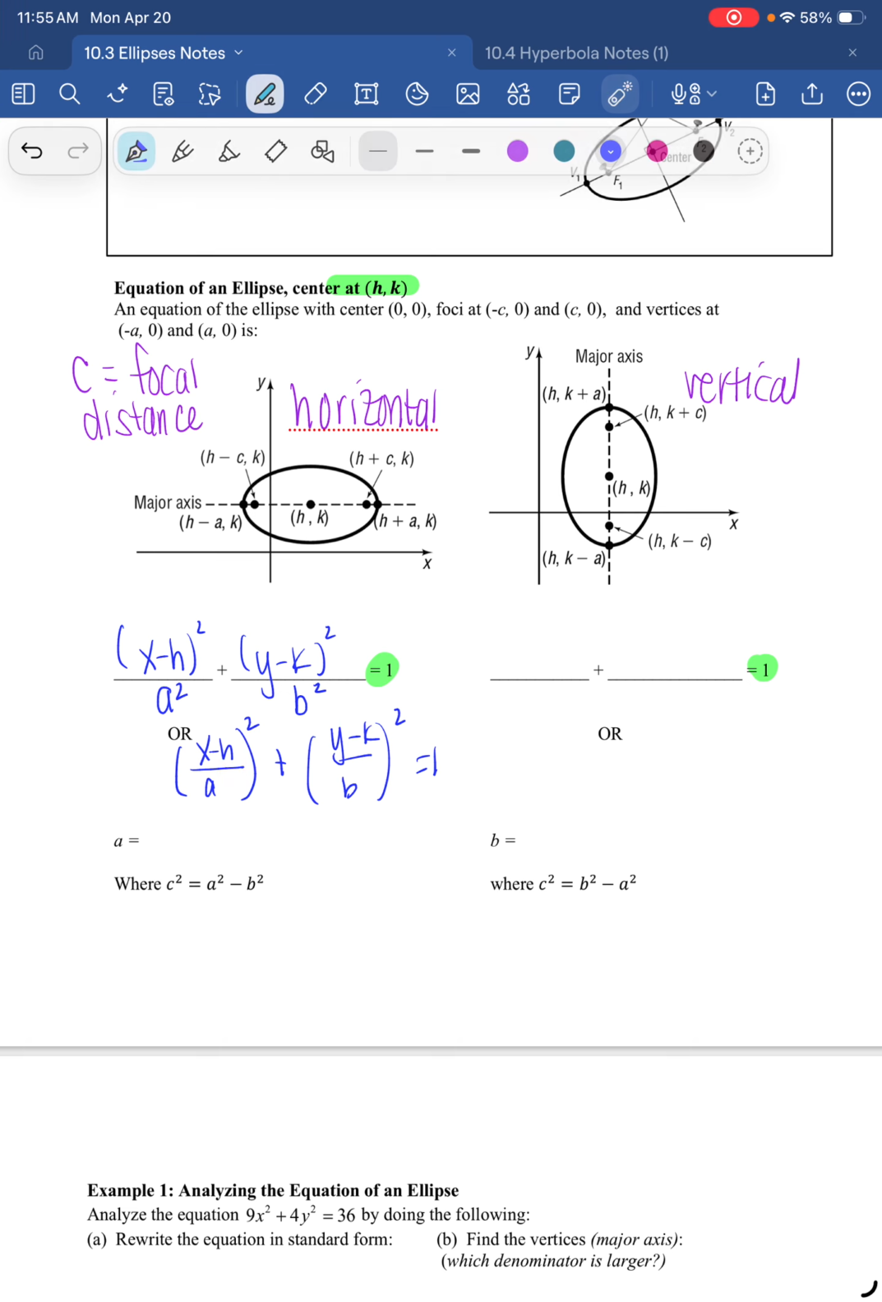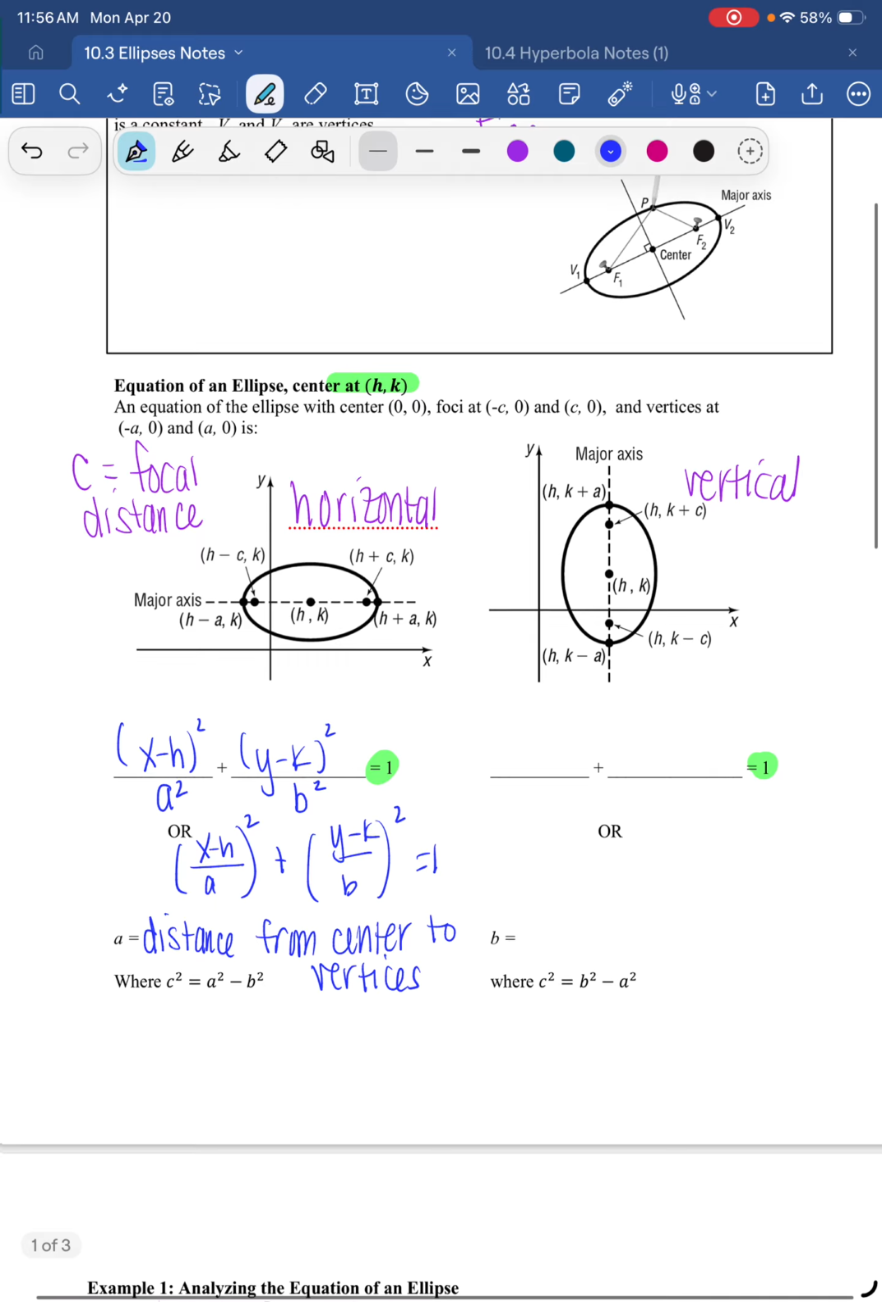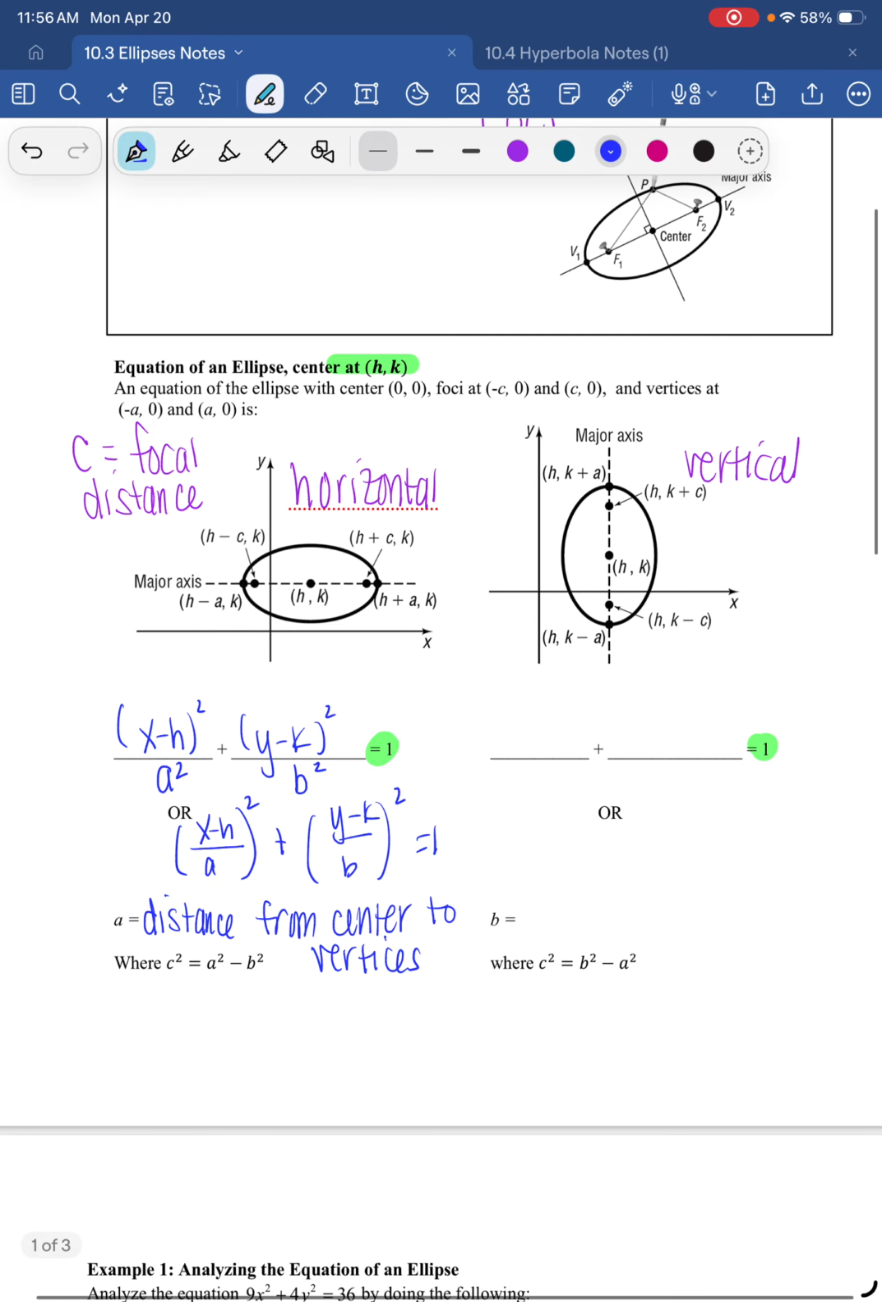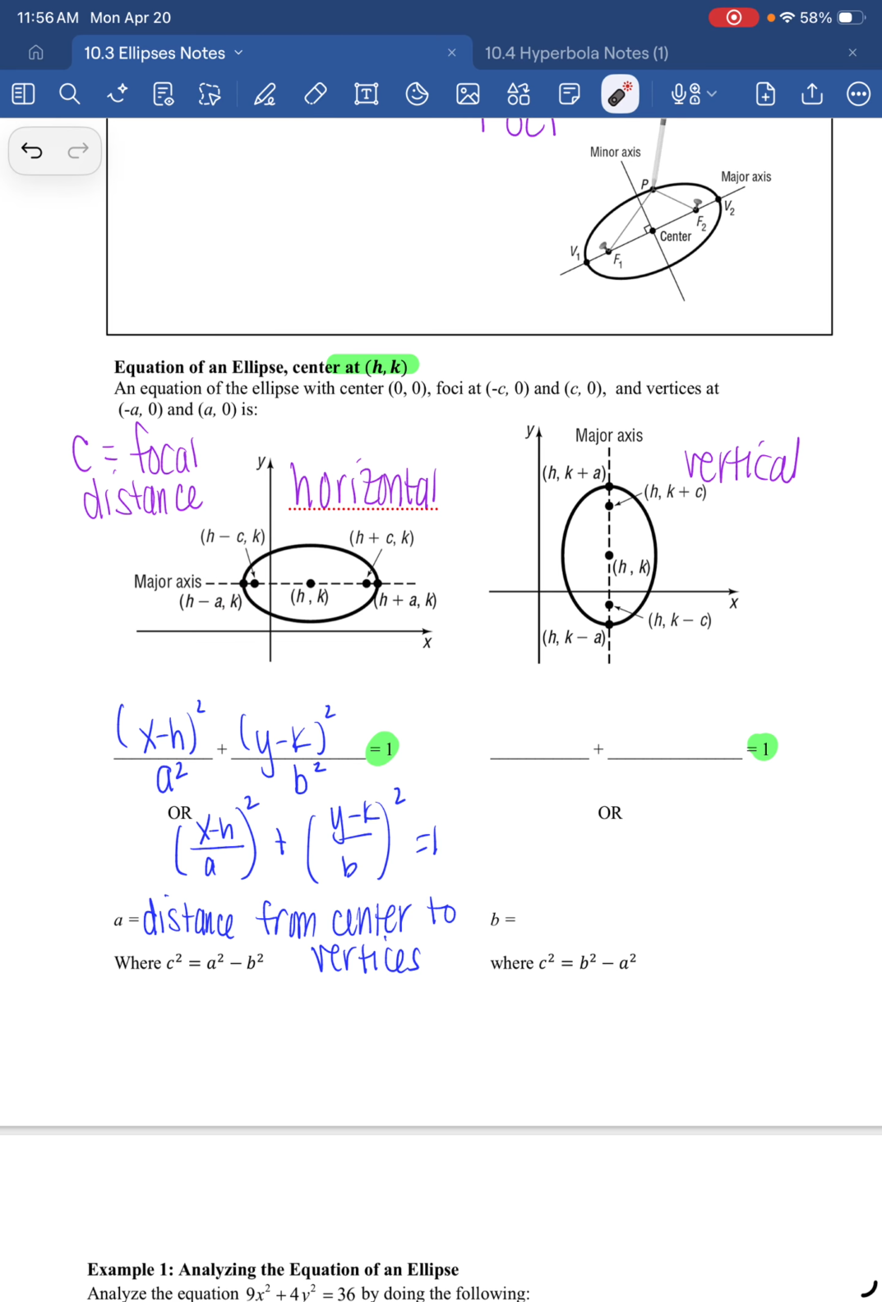All right. a is the distance from the center to the vertices. So we're going to have two vertices, and the vertices are going to be here and here.